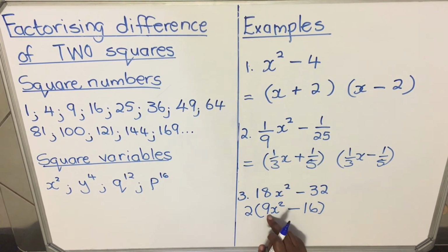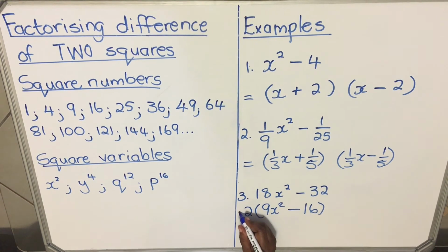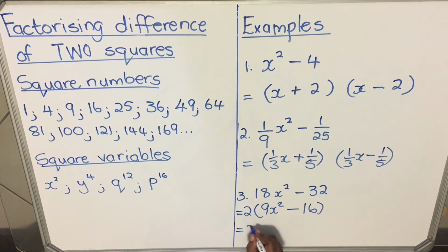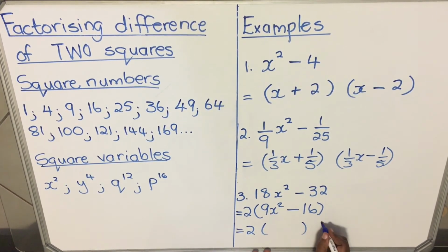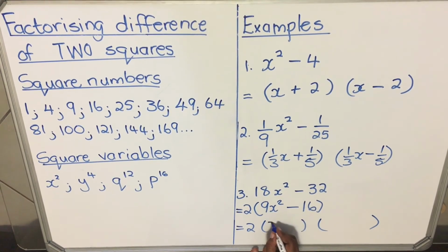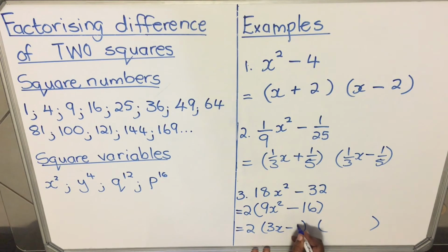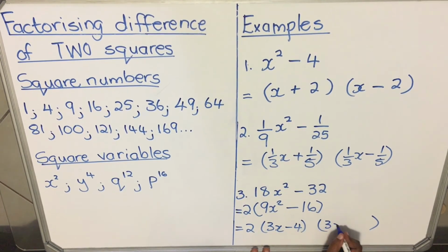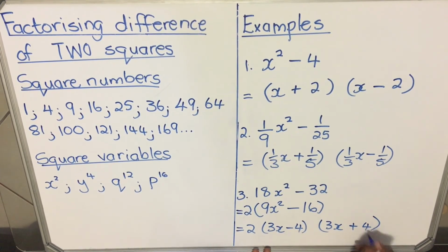16 is a perfect square. 9x squared is a perfect square. So you're going to have 2, then you open two brackets. Don't forget the 2 that you took out as a common factor. So it's 3x minus 4 and 3x plus 4.